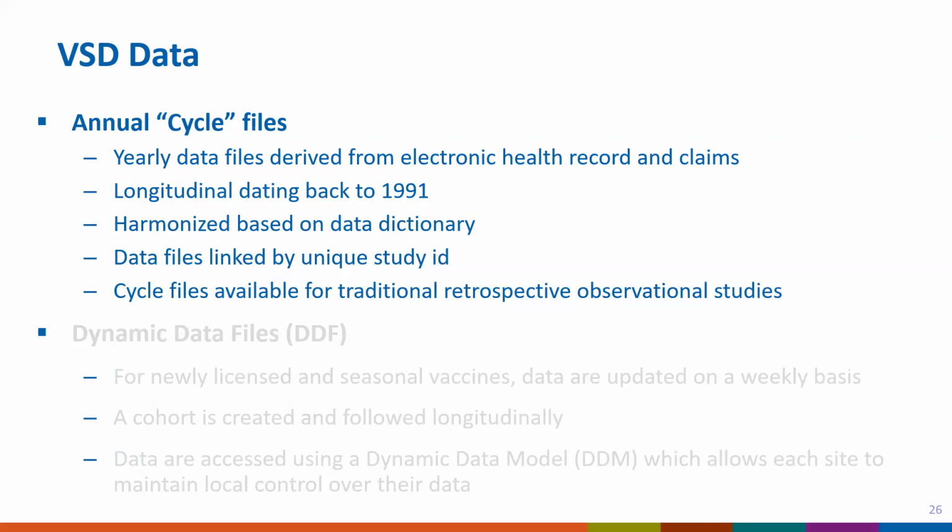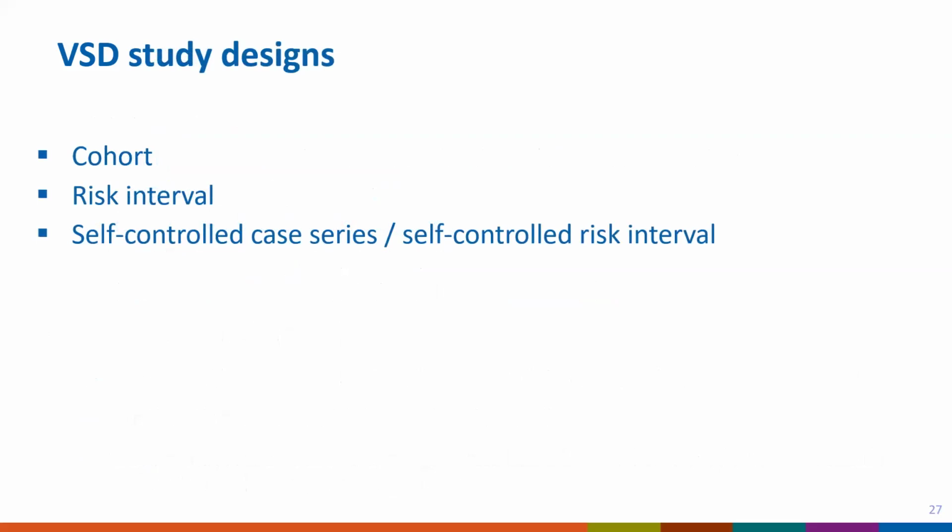We create two sets of data for the VSD, starting with what we call our annual cycle files. So these are yearly files derived from the EHR and claims. They're longitudinal, dating back to 1981. They're harmonized based on a data dictionary. The data files, as I mentioned, are linked by unique study IDs, and we use the cycle files for traditional retrospective observational studies. So here are the studies. The first is a cohort, which we're all familiar with. We use two more novel designs called a risk interval and a self-controlled case series.